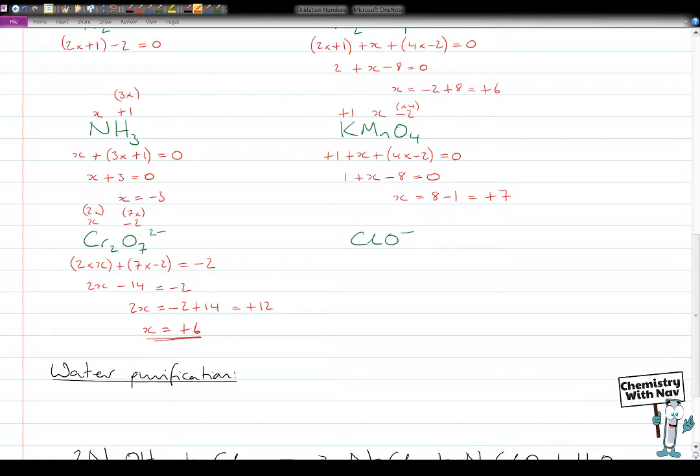And for the ClO minus ion, you've got a minus 2 there on the oxygen, and x on the chlorine. So x minus 2 is equal to minus 1, because the charge on that ion is minus 1. So that means that x is minus 1 plus 2, which is plus 1. Which is unusual for chlorine, given that it's in group 7. We would normally expect chlorine to be a minus 1 oxidation state as the chloride ion, but here we can see that it's actually plus 1. So chlorine has a variable oxidation state.